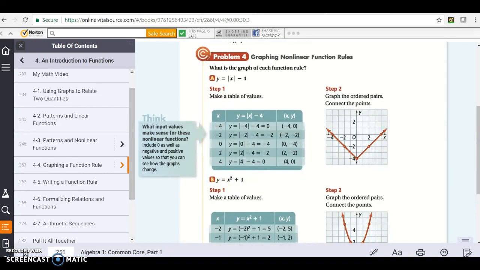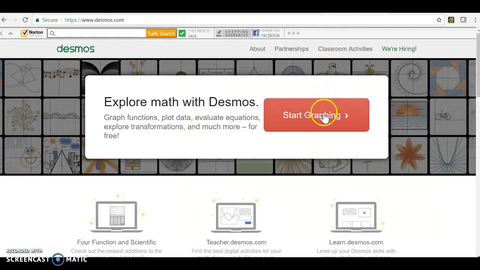Hello, we're looking at problem 4 from lesson 4-4. It says graph and nonlinear function rules. What is the graph of each function rule? So we have y equals the absolute value of x minus 4. And they've done a chart over here and connected the points. I'm not a big fan of the chart, so I'm not going to do it this way. I'm going to use my free graphing calculator at www.desmos.com.